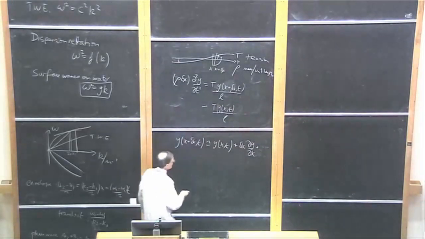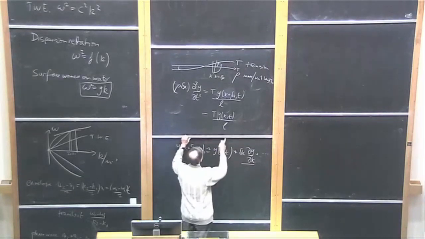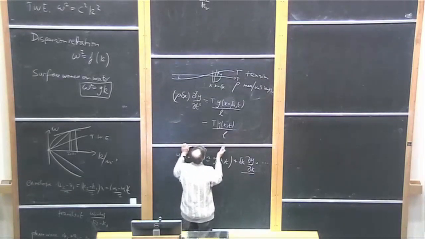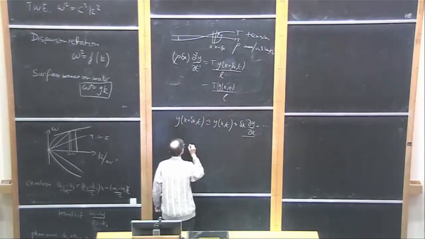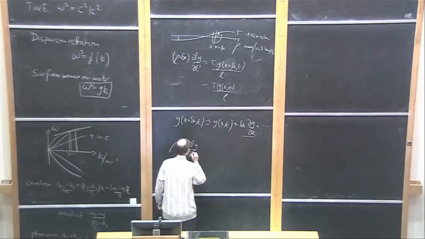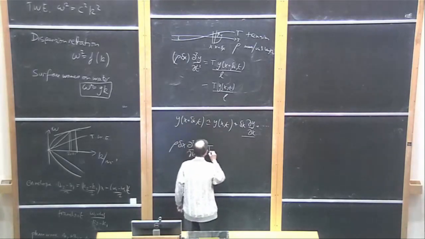And so the important term is clearly that one there. And so the leading term cancels here, and we're just left with dy by dx there to get rho delta x d2y by dt squared is T over L.